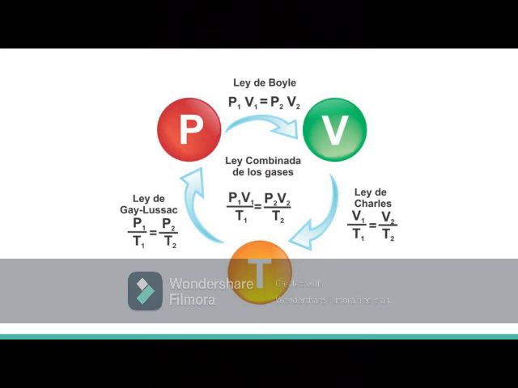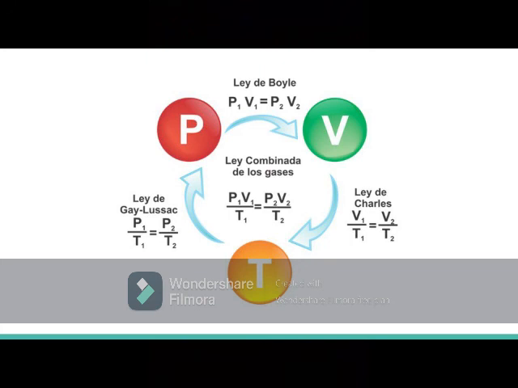The second one is Gay-Lussac's law. This law explains that the pressure of a mass of gas whose volume remains constant is directly proportional to its temperature. For ideal gases, it is formulated as follows: P1/T1 = P2/T2, where variables with 1 are initial and variables with 2 are final. This formulation was raised by Joseph Louis Gay-Lussac in 1808.